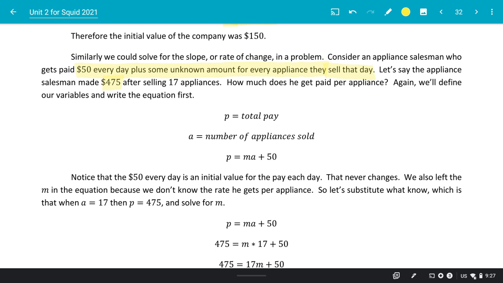Again, we'll define our variables and write the first equation. P is the total pay. A is the number of appliances sold.